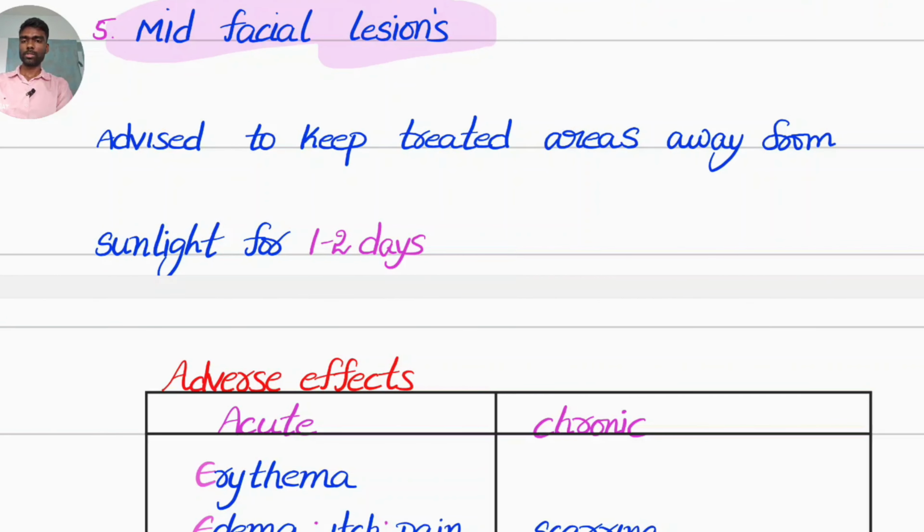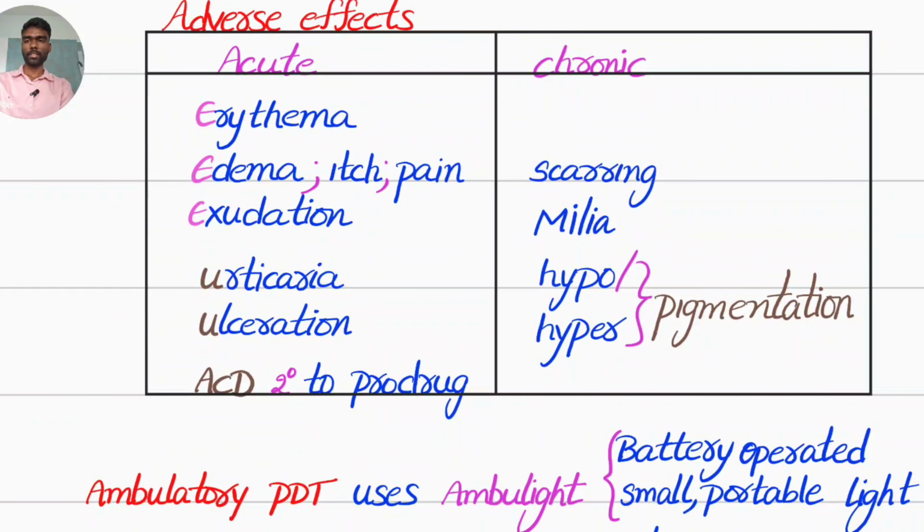After the procedure, we will advise the patient to keep away from sunlight for 1 to 2 days. Why this 1 to 2 days? We all know it is the time we give for the photosensitizer to clear from the body. Coming to adverse effects. Acute adverse effects: erythema, edema, exudation, itching, pain, ACD secondary to prodrug, urticaria, ulceration. These are all easy, we can write all the acute adverse effects. Next, chronic: scarring, milia, pigmentary changes, hypo or hyper.